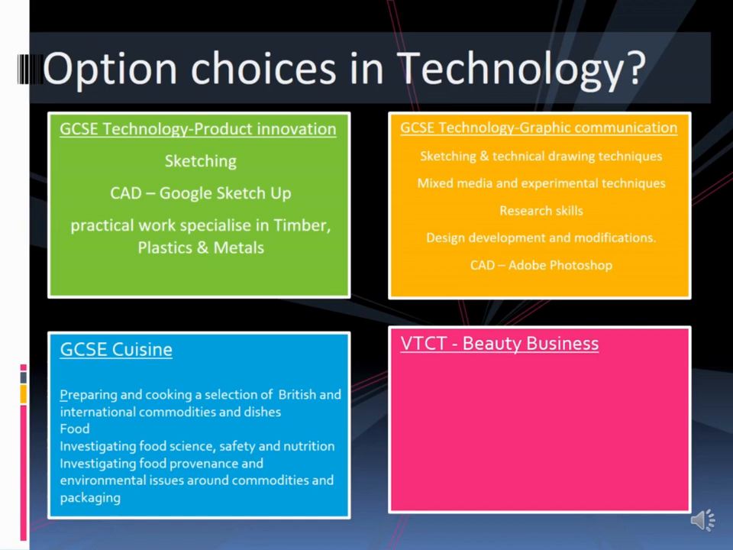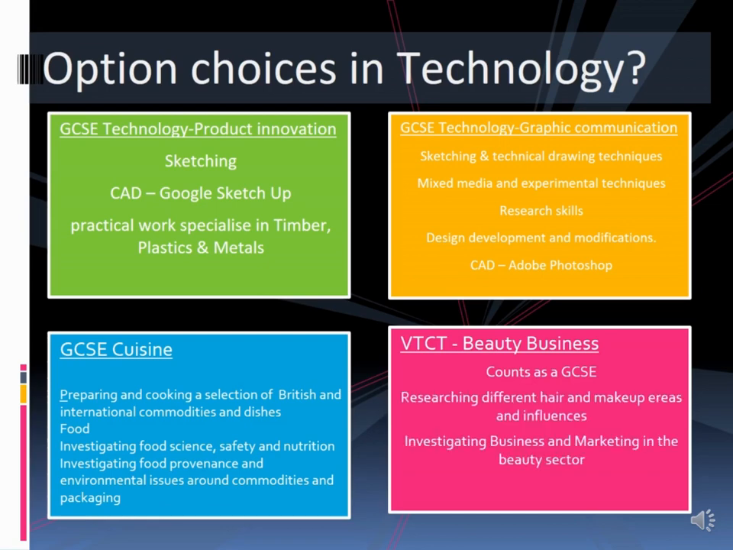We've then got a VTCT, which is a vocational course. So this one's not a GCSE. However, it does count as a GCSE. And this one is a non-practical based subject. It's about the business of beauty. We look at things like the hair and makeup from different eras and how they influence our current hair and beauty styles. We look at the business and marketing within the beauty sector, and we also look at the science and anatomy of the hair and skin.